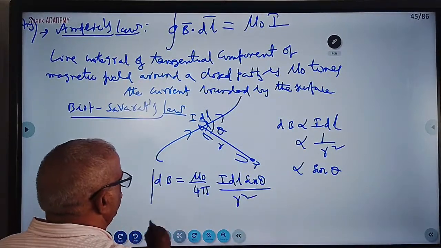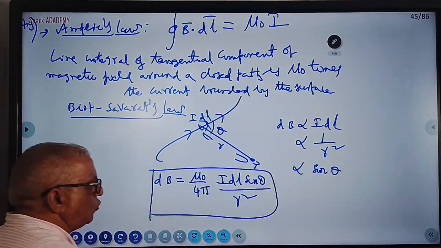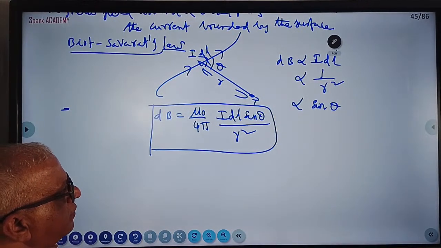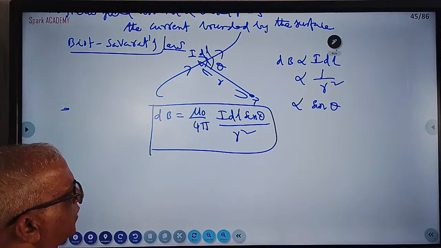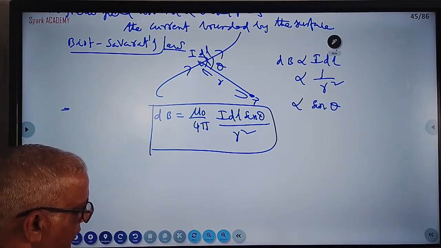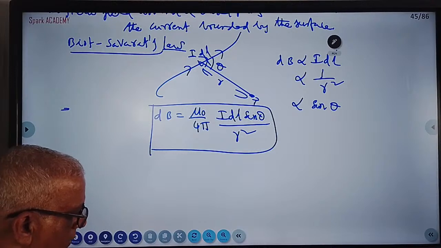This is exactly like Coulomb's law in electricity. It is proportional to current element, proportional to sine of theta, inversely proportional to square of the distance between them. Mu naught is constant, permeability of air. This is called Biot-Savart's law.